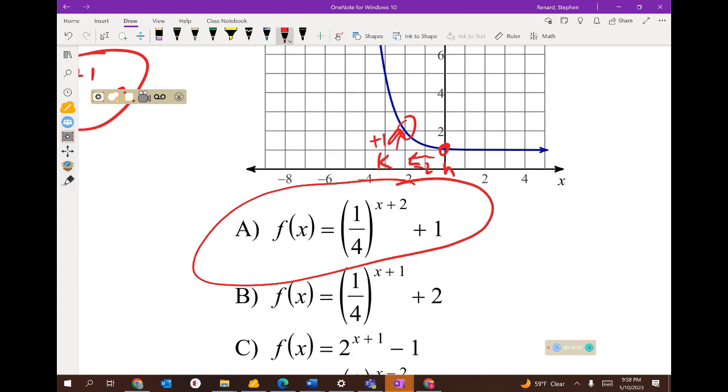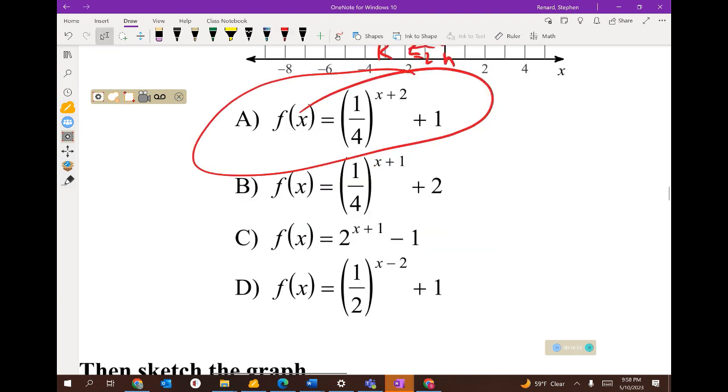So let's now look at our answers. +2 +1 right there. So notice why I said it ended up not really mattering, because even though they have a 1/4 here and a 1/4, or a 1/2 here and a 1/4 here, and they're like, oh, look at us be so tricky, you can eliminate the 1/2 because of that -2 right there.